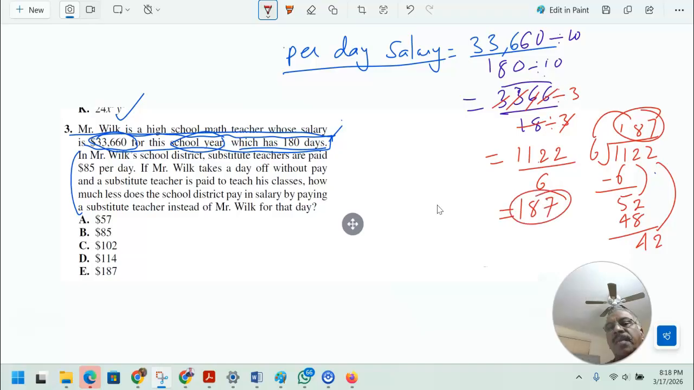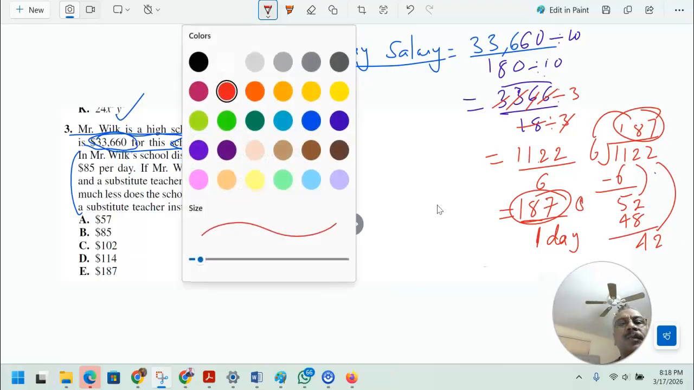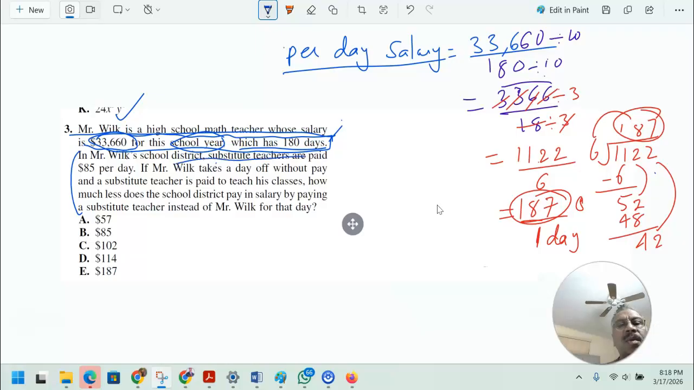So this is per day salary. Per day, 1 day. But the substitute teachers are paid a flat rate that is 85 per day. Because Mr. Wilkes takes a day off, so he's replaced by a substitute teacher. So the question is, how much less does the school district pay in salary by paying a substitute teacher instead of Mr. Wilk for that day?